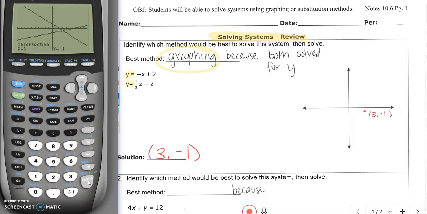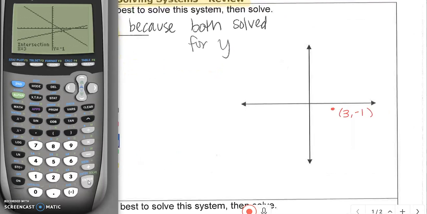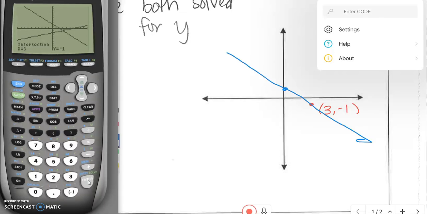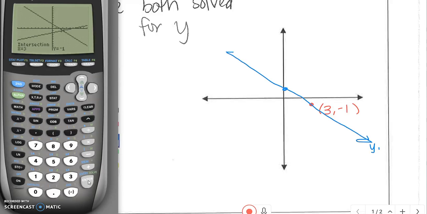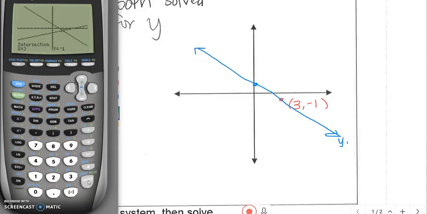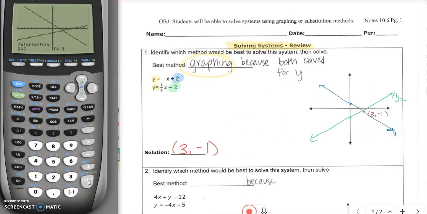My other way of making sure that these are good is to use my slope-intercept form. The first one has a plus 2, so over here I'm going to go plus 2, and use that to make a nice straight line, which I can label y1. Then I have my second y-intercept, which is 0, negative 2. So I can come back over here, put a point at negative 2, make a nice straight line through that, and label that one y2, which then gives me all 3.